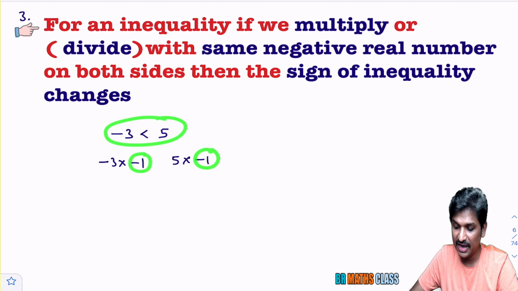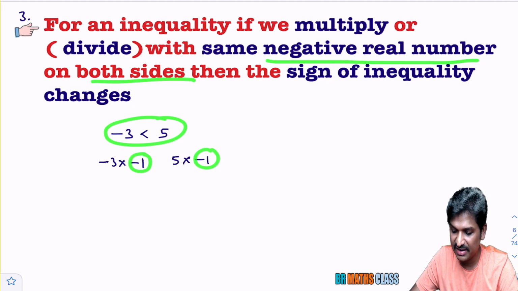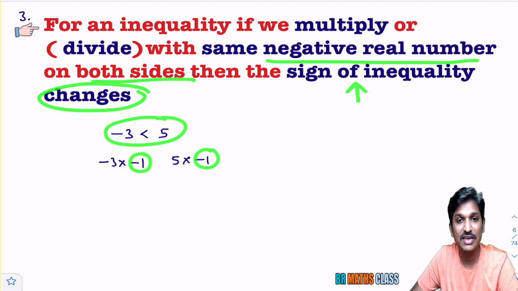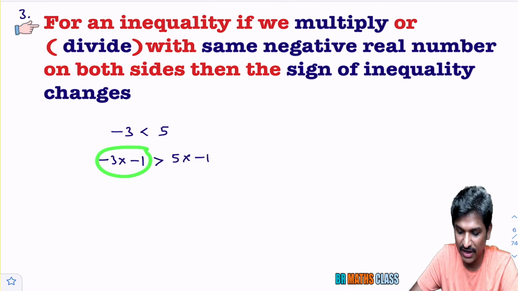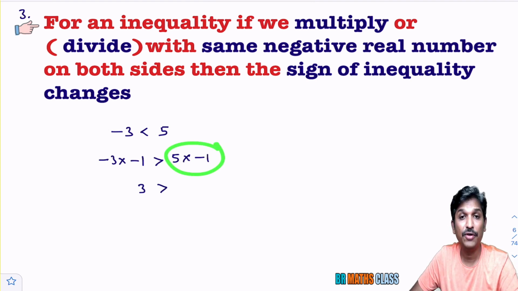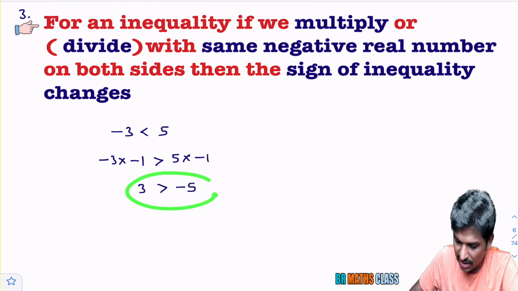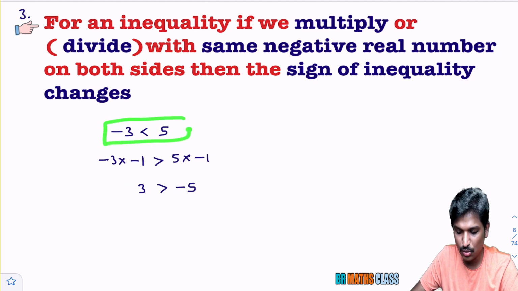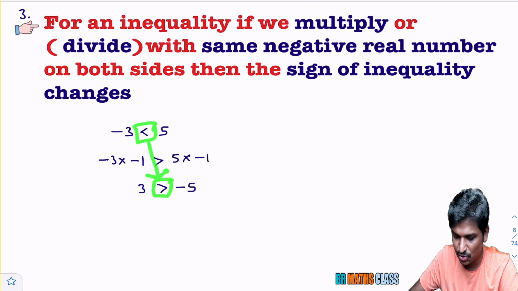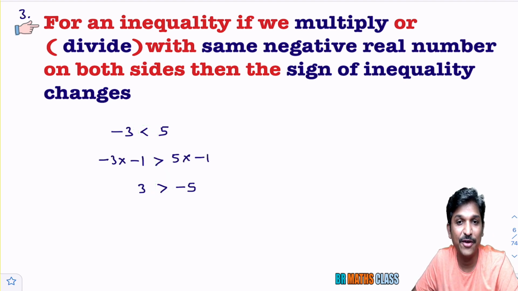As per this property, if we multiply with a negative real number on both sides, then the sign of inequality changes. Here, less than is there now. Less than changes to greater than. This is what this property is saying. Now I need to check whether it is true or not. 3 is greater than 5 into minus 1, which is minus 5. Look here, I got that 3 is greater than minus 5. We know that all positive real numbers are greater than negative real numbers. That means what happened? This is the inequality with the less than symbol. When I multiply this inequality with a negative real number, then the sign of inequality changes. You can observe here, less than is changed to greater than. This is what this property says. I hope you are understanding.